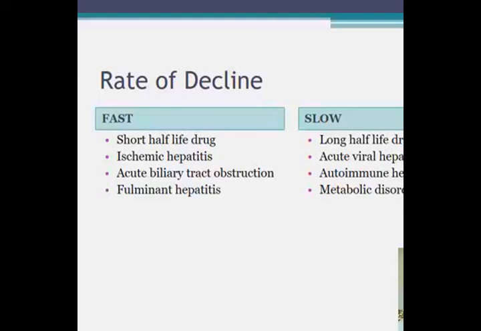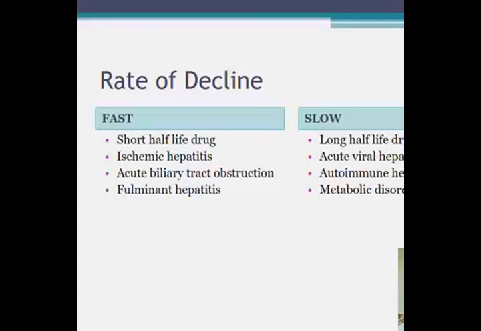The rate of decline could be fast when a drug which has a short half-life has damaged the liver. If the patient has developed a coronary event or some ischemia to the liver secondary to some vascular disease, and then revascularization has been done, or an acute biliary tract obstruction has been relieved with intervention, or fulminant hepatitis. Sometimes patients who have fulminant hepatitis show a rapid rate of decline, and these are the patients who recover completely.